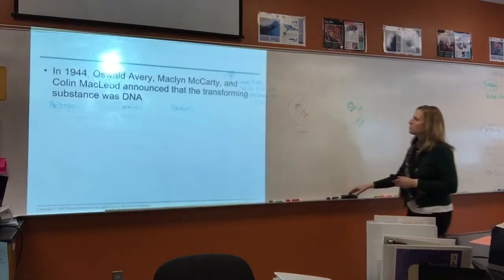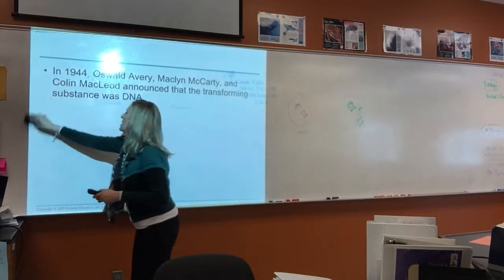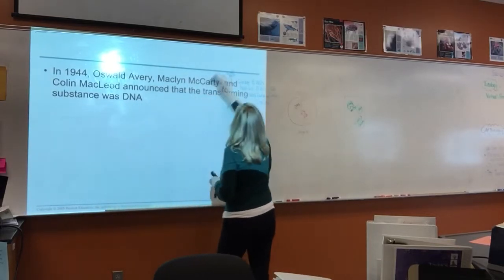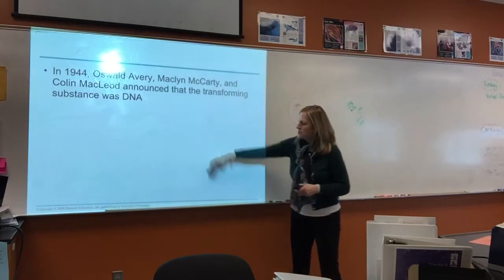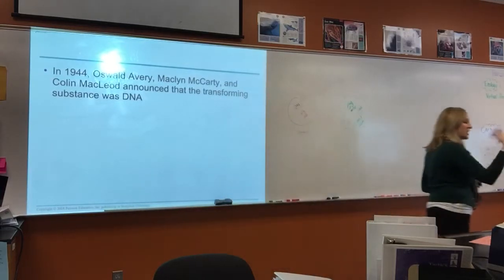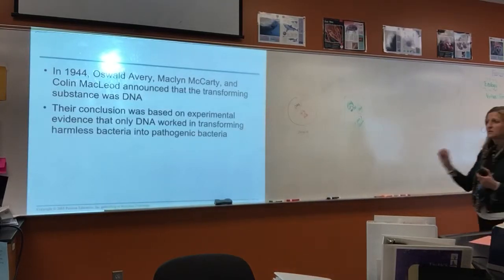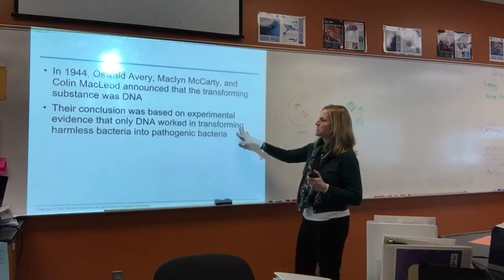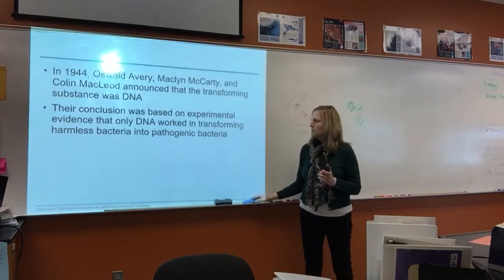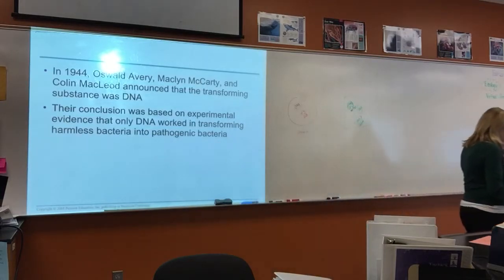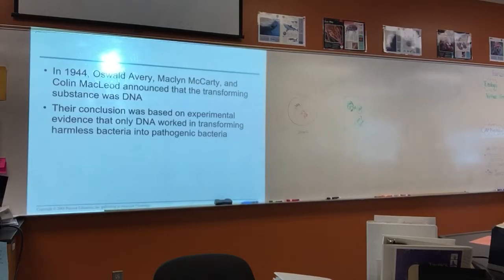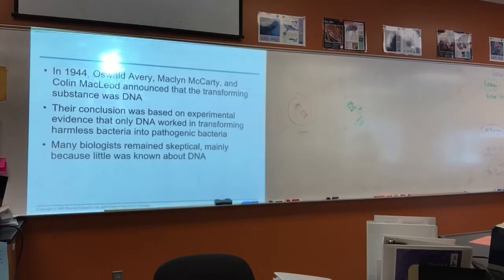And so some other groups of people, Avery, McCarty, and McLeod, did some further study and announced that the transforming substance was actually DNA. So that's what changed the R cells into the deadly S cells. Their conclusion was based upon experimental evidence that only DNA worked in transforming the harmless bacteria into pathogenic bacteria. So they did a little bit of further research. So that's the first evidence really that DNA is the genetic material. But a lot of people were still really skeptical. There wasn't a lot known about DNA. Still, most people in the field still thought protein was the genetic material.